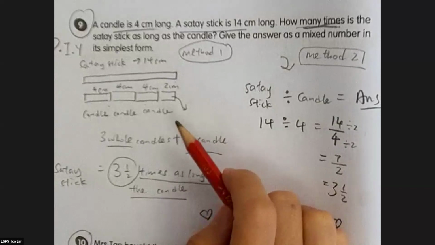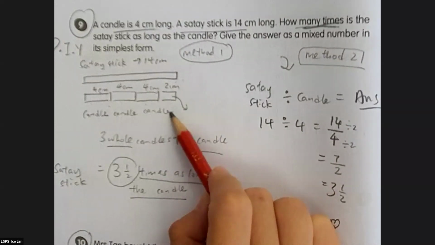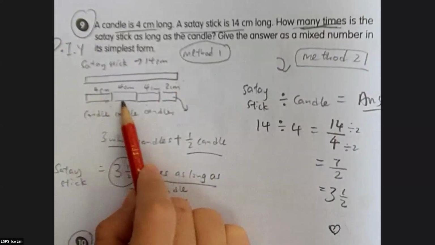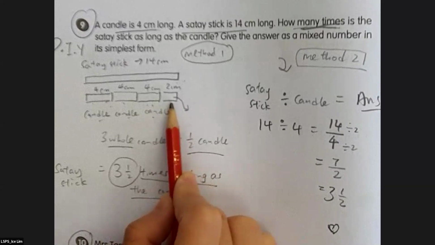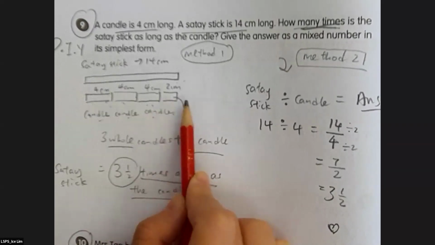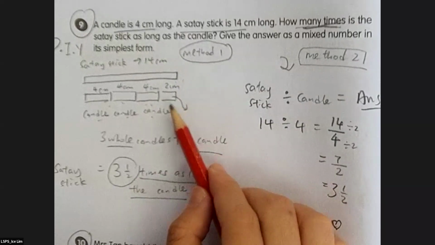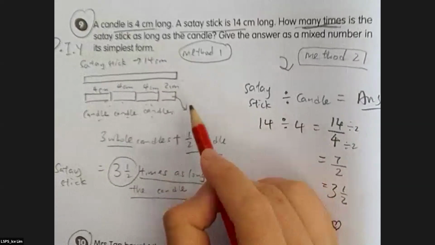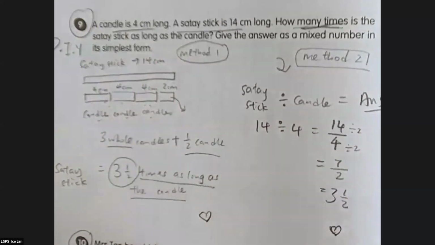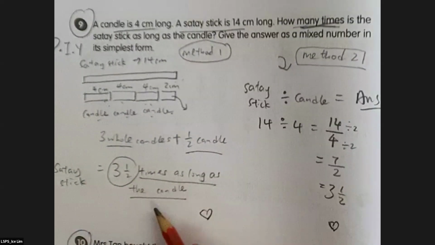Now, when we were trying to explain it the first time round, we drew out the statistic. We drew candle, candle, candle, one whole candle each. One whole candle means too much, so we take part of the candle. Most of us were able to tell that 2 centimeters means it's half of a candle. So that's how we got it. We got it by drawing it out.